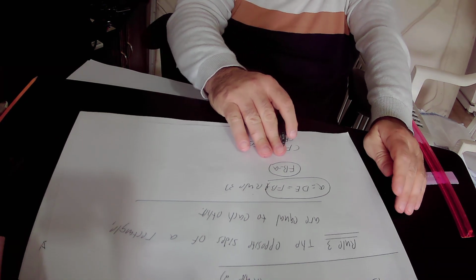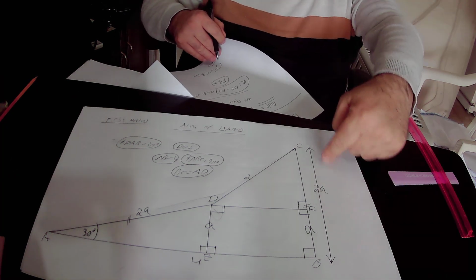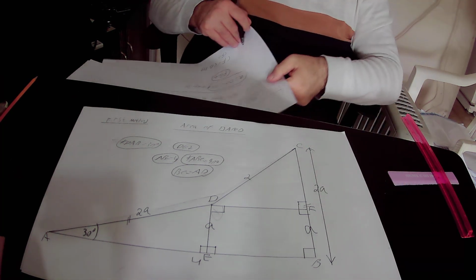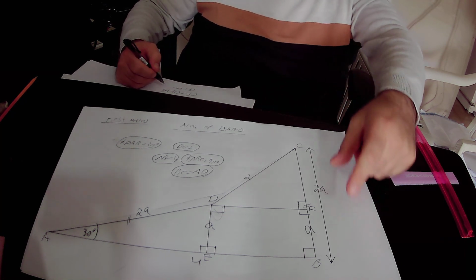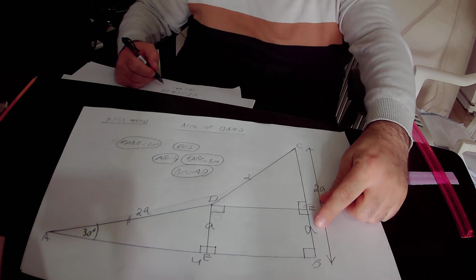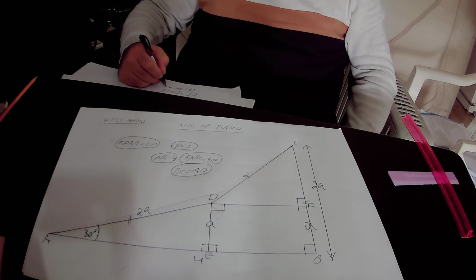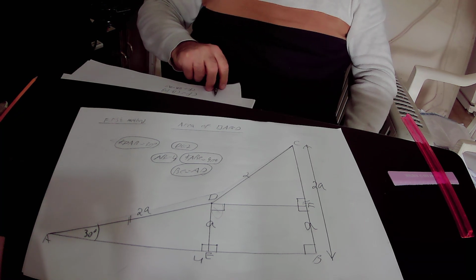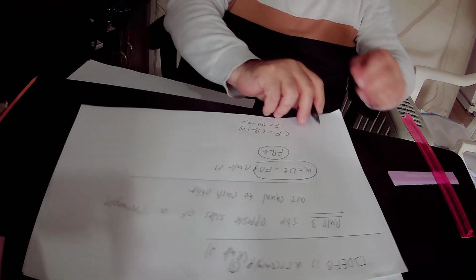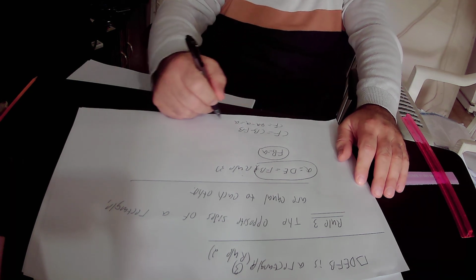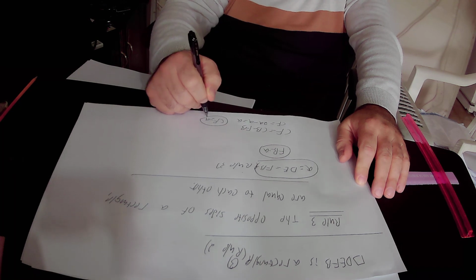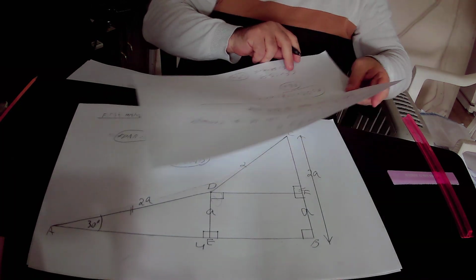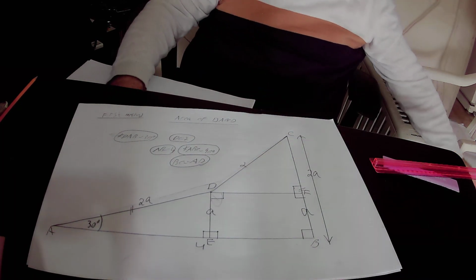So CF equals CB minus EB. CB is 2A, and EB is A. So CF equals 2A minus A. 2A minus A is A. So we found out that CF equals A. So we can write it down that CF equals A.